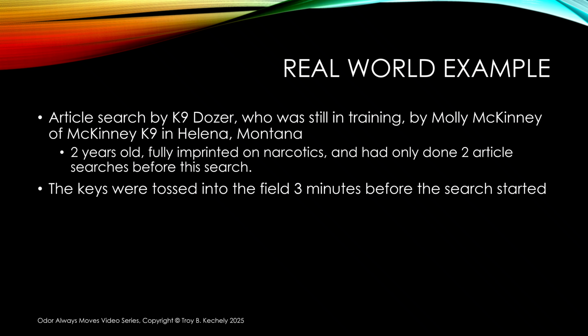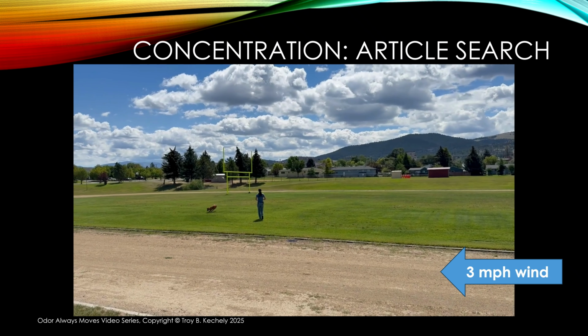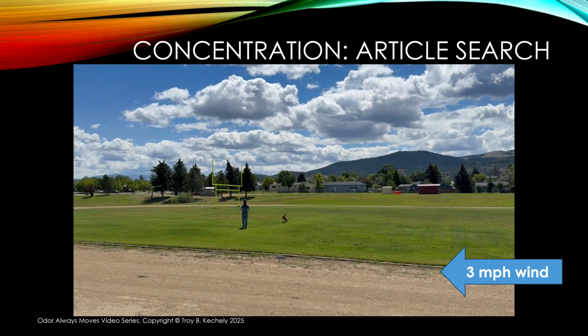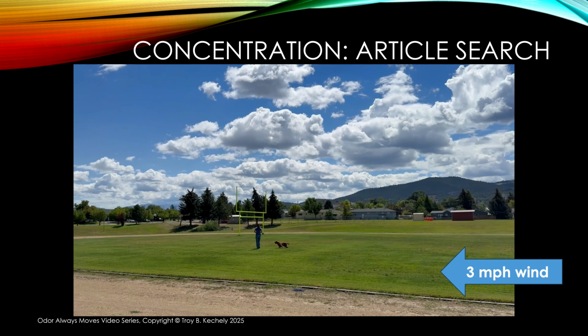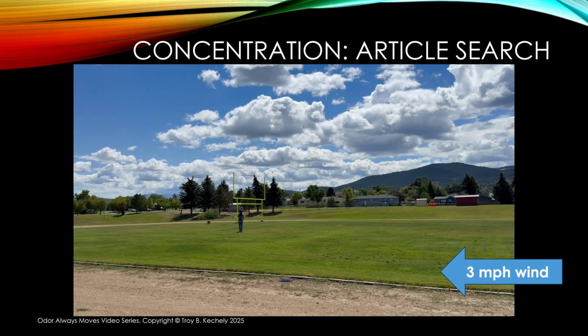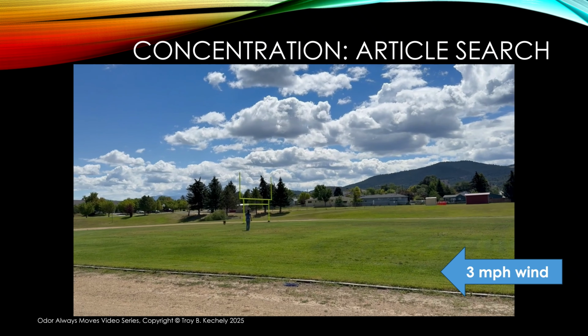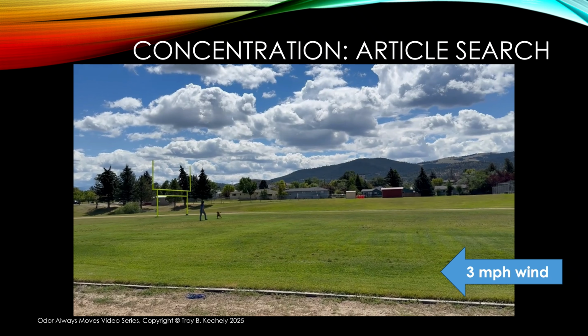And the keys that he's looking for were tossed out into the field 3 minutes prior to the search, and there's about a 3 mile per hour wind that is going to be coming out of the right. So she lets him off leash, and he's a young dog. He's 2 years old. He's running around like an idiot and just having fun. He's like, woohoo, we're going to go play. And he doesn't realize he's working yet. And so kind of letting him do his thing. Now, Molly is downwind. She is starting on the downwind edge of this. And we're going to see it's important.